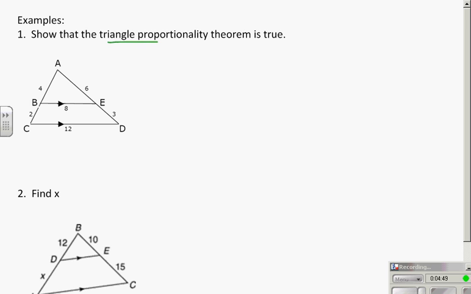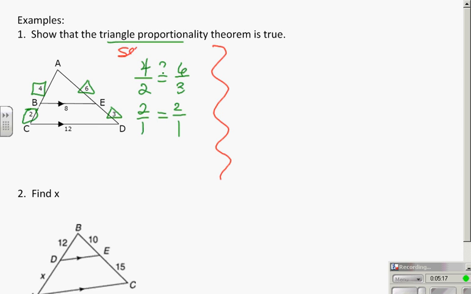Now a few examples. Show that the triangle proportionality theorem is true. So I'm going to compare 4 and 2 to 6 and 3. So I'm going to say 4 over 2. Is that the same ratio as 6 over 3? 2 over 1 is the same ratio as 2 over 1.